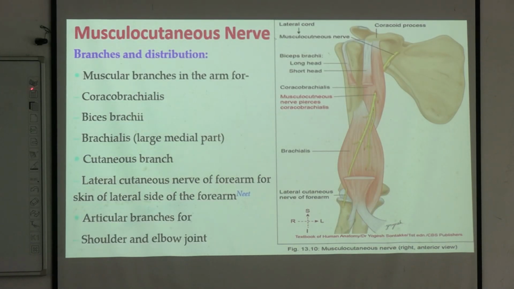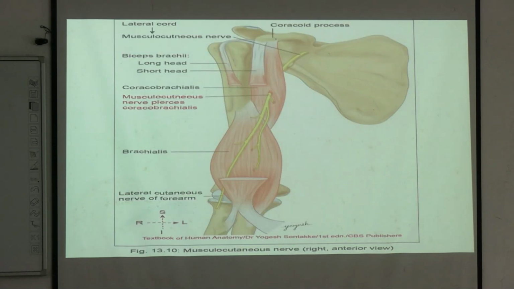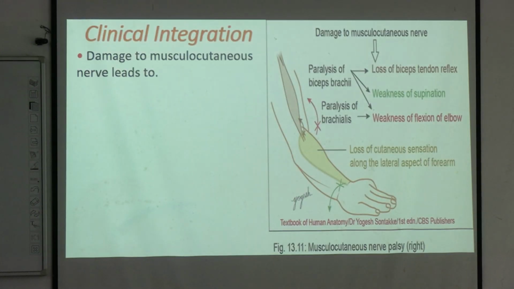Branches and distribution: muscular branches in the arm for these muscles, coracobrachialis, biceps, and brachialis, large medial part. The cutaneous branch is the lateral cutaneous nerve of the forearm for the skin of the lateral side of the forearm, and articular branches for the shoulder joint and elbow joint. Here you can see the course of the nerve, piercing through coracobrachialis, lying between the biceps and brachialis, and continuing downward as the lateral cutaneous nerve of the forearm, supplying all these muscles.